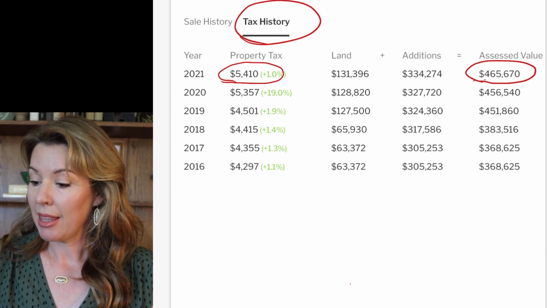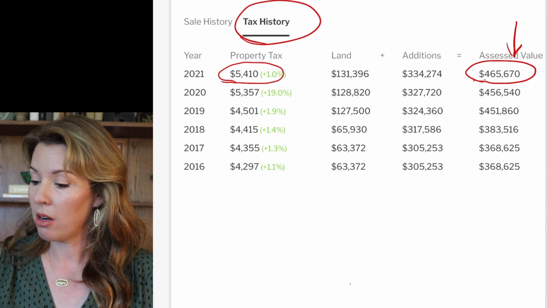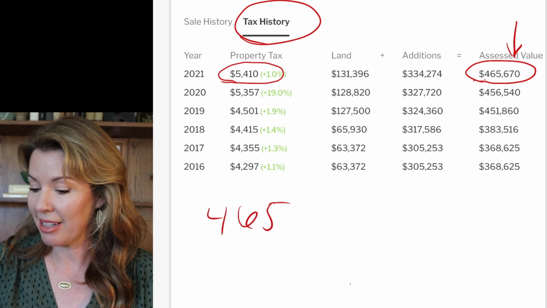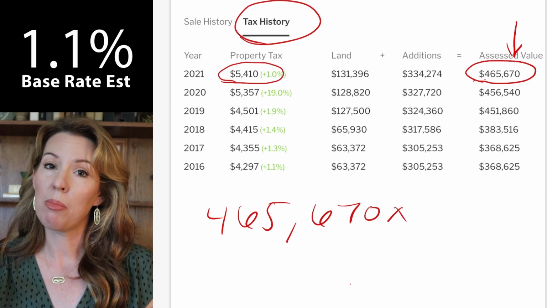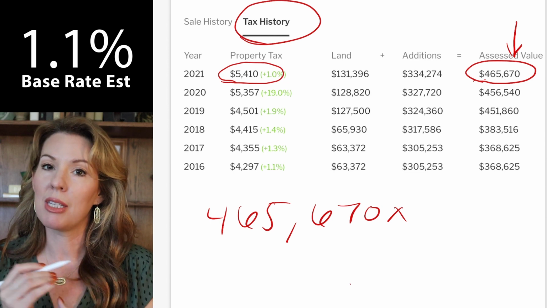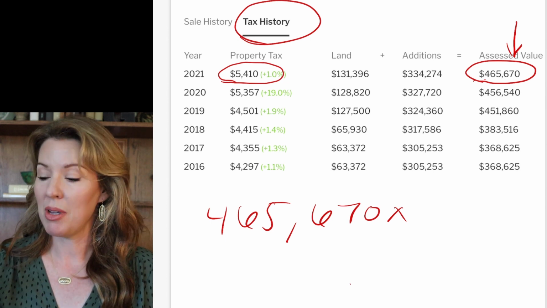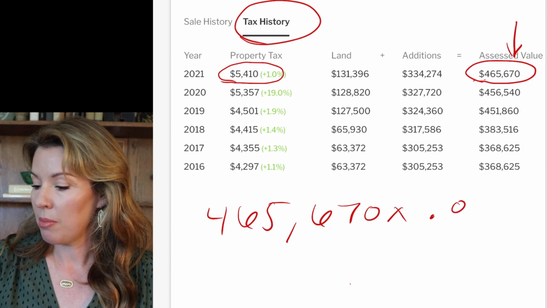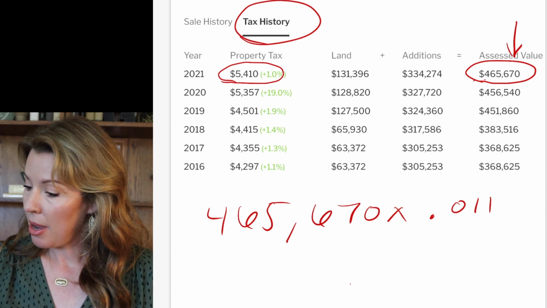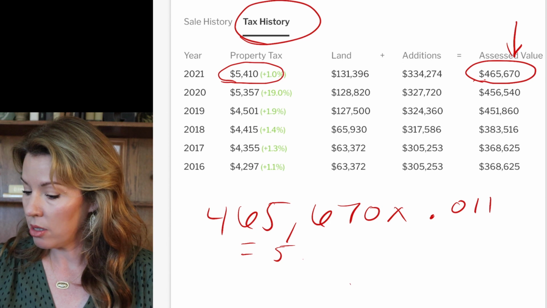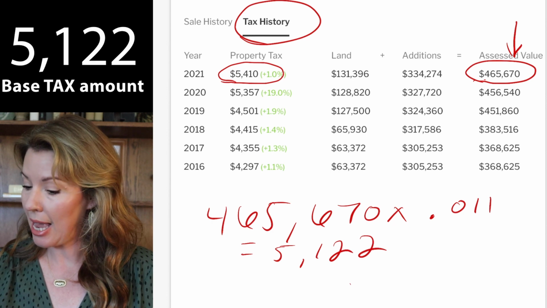So we're going to start by taking the assessed value here, $465,670, and we are going to multiply it. I'm actually just going to write it out for us here. 465,670, and we're going to multiply it by 1.1%. That's our base rate. It's 1%, plus there's always some additional charges on top of it. So the ballpark amount is 1.1%. So we're not going to be 100% accurate. It's going to be a ballpark, but we're going to get pretty close. So it's actually going to be times 0.011, and the total of that amount is going to be $5,122. So this is going to be your base tax amount.